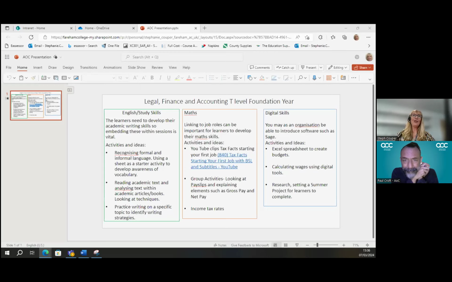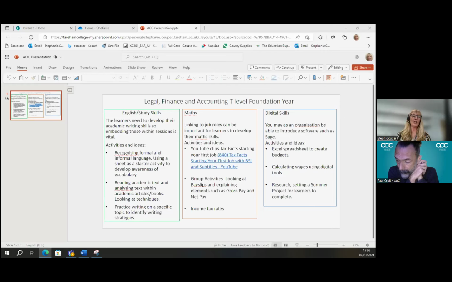What we then do when they move on to T level is we teach them study skills. We get our English team involved as well. So it's a very team approach, looking at holistic learning so that the learners understand that it's an important part. This also prepares them if they're going to go on to university, because you never stop learning. Study skills are still there when you're at university.